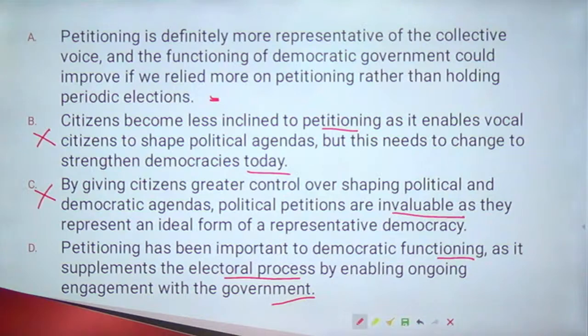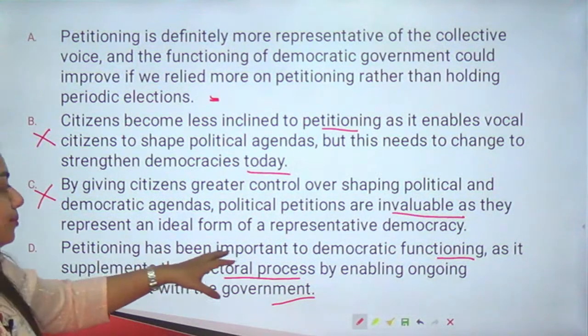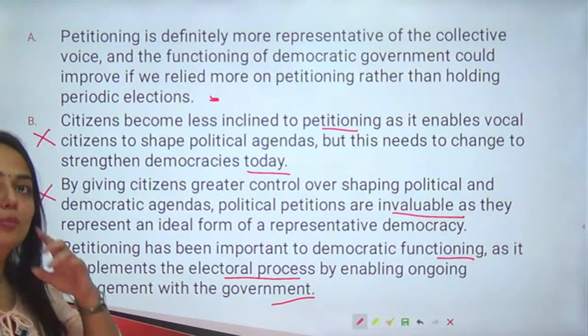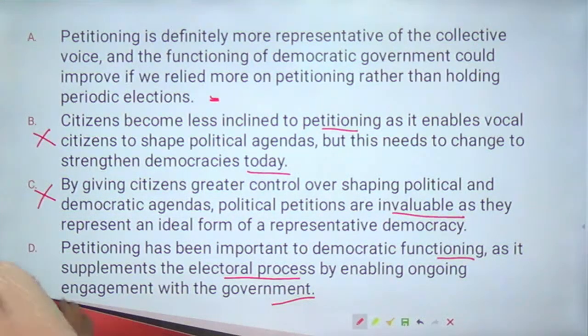Let's see who's going to be the first one to answer this question. I've already reduced the choices for you. It's just two choices. Right, so I think we should discuss it now. Now, what is the difference between A and D? Both are saying that petition is important for democratic functioning. Oh, wonderful. I can see one response from Manoj, and that is absolutely right. Congratulations. D is the right answer. I'm going to show you the difference why it is the right answer.